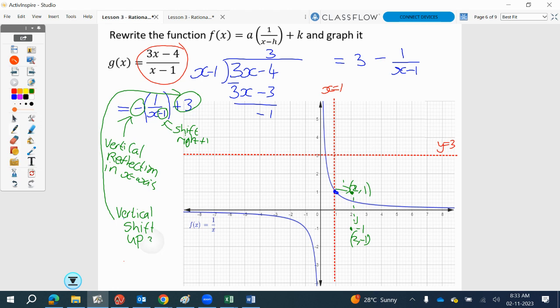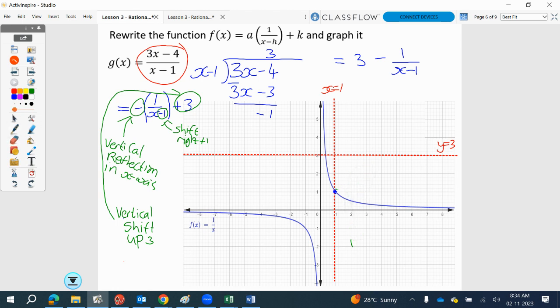Up by 3. So we're at -1. We need to go 1, 2, 3. So this point here, 2, 2, is where our function will pass through. So this bit that's normally up here in the first quadrant is now going to be translated down here. Let me just clean that up.